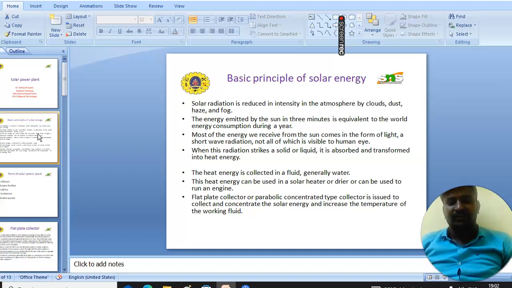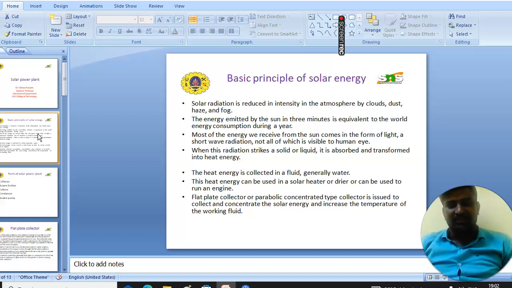Solar radiation is reduced in intensity in the atmosphere by clouds, dust, haze, and fog. The energy emitted by the sun in 3 minutes is equal to the world energy consumption during a year. Most of the energy we receive from the sun comes in the form of light, a sharp radiation, not all of which is visible to the human eye.